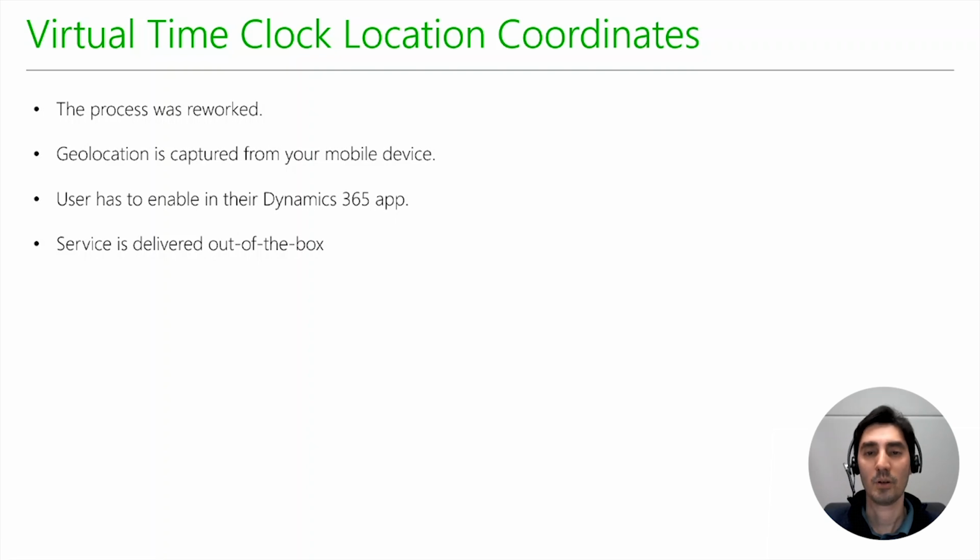For the virtual time clock location coordinates, this process was reworked, and now the geolocation is captured from your mobile device. It can be an iPhone or an Android device. The only thing that the user has to do is go in their Dynamics 365 app on their mobile device and enable this functionality. As I mentioned, this service is now delivered out of the box. As soon as we ship 42, the location of a user who uses a mobile device to track their attendance will be captured from their device automatically by the system.